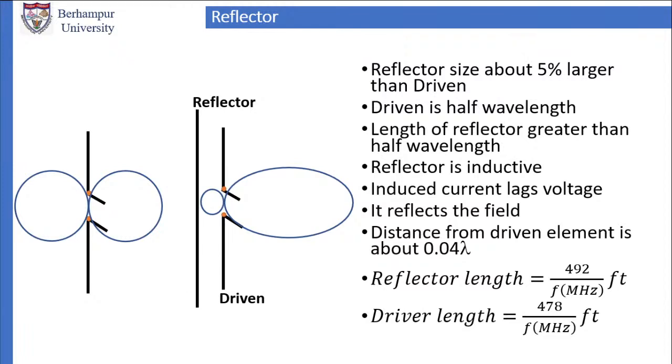When you design an antenna, particularly a TV antenna, the reflector length is equal to 492 divided by frequency in megahertz. This is the reflector length in feet. The driver length, or the driven element length, is equal to 478 by frequency in megahertz, in feet. So both these are the two formulas that we usually use when we design a TV antenna.